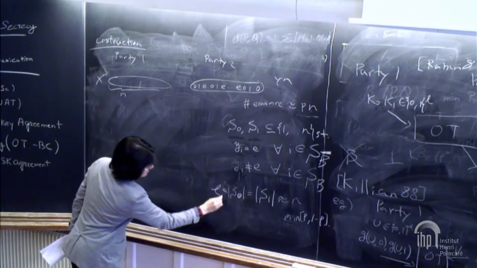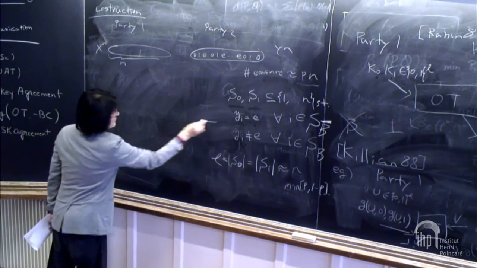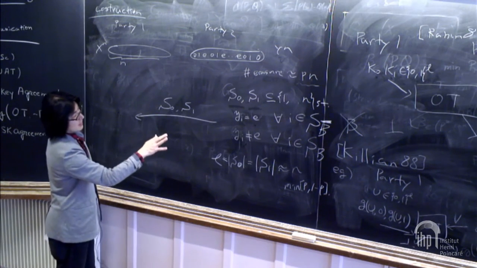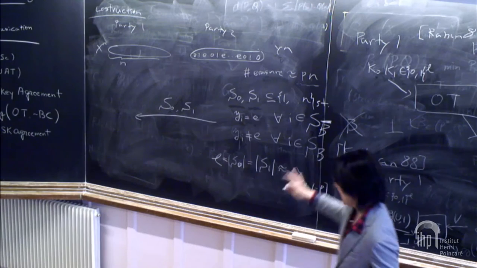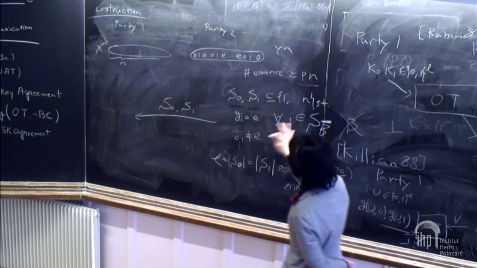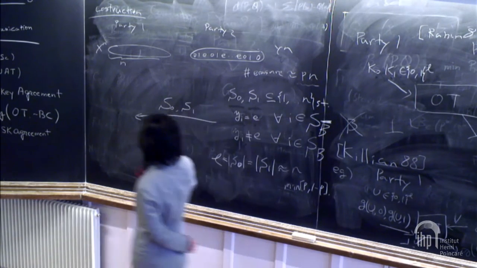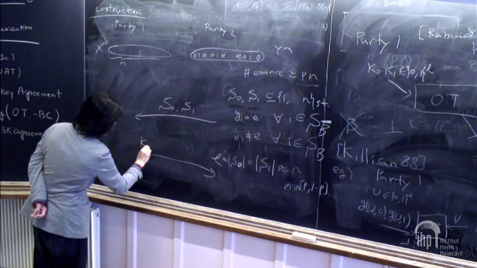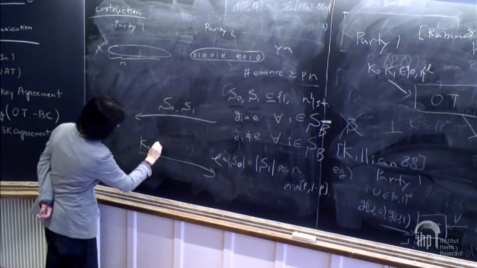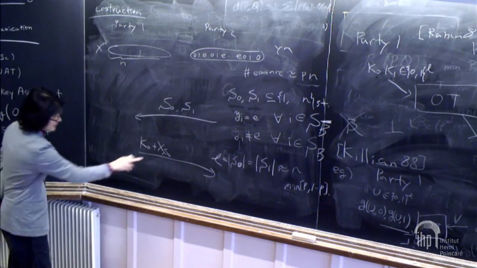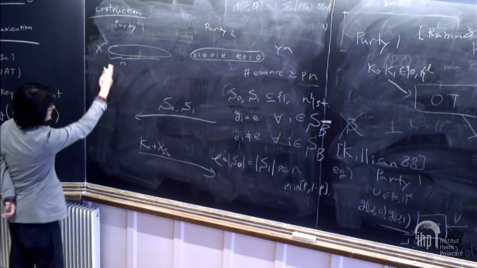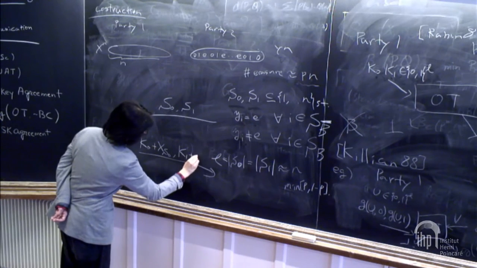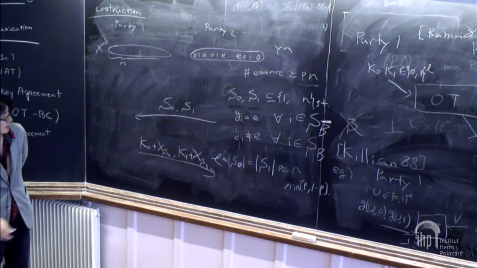And L is also set to be this, and the second party just sends S0 and S1. Because erasure occurs independent of X, this information does not reveal anything about B to the first party, so the first party gets nothing. The first party sends K0 plus X of S0, K1 plus X of S1. X of S0 means we pick the subsequence of X^n that corresponds to these indices.